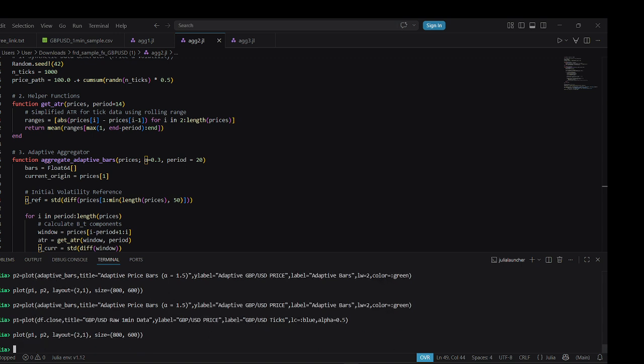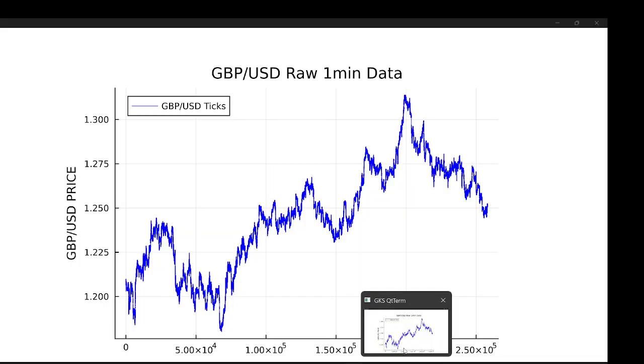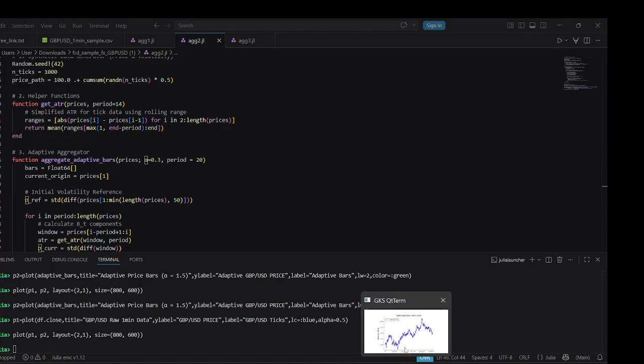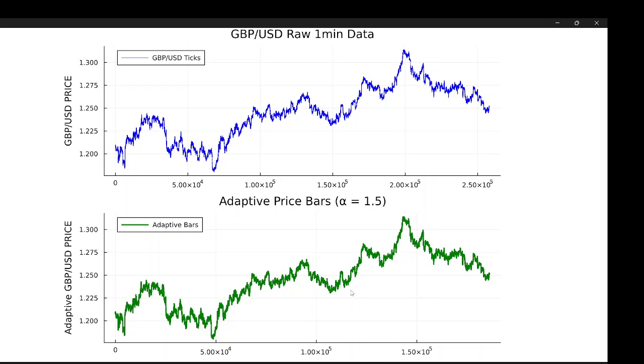Okay, now we have our plot. At the top we have GBP USD raw 1 minute tick data. And at the bottom, we have our adaptive price bar aggregation, where alpha equals 1.5, which is our scaling factor.